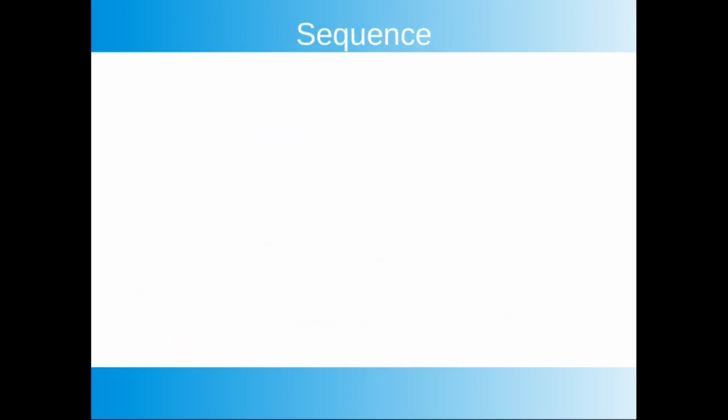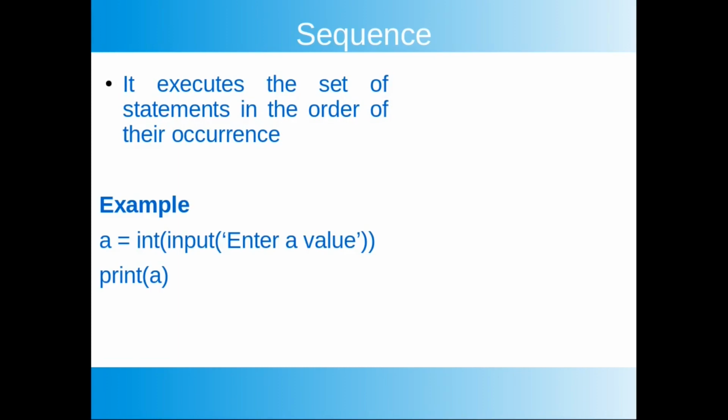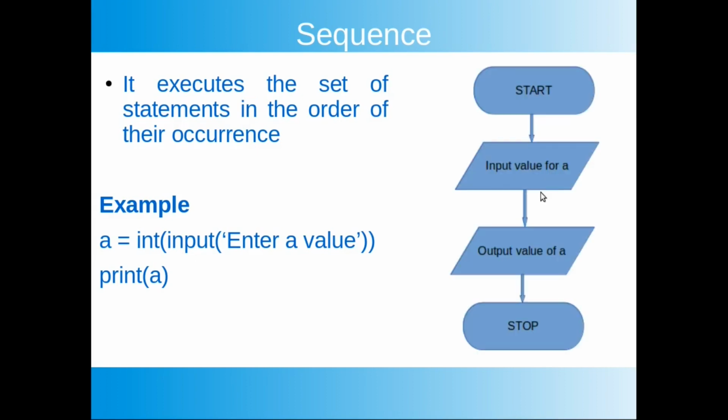The first is sequence. As you all know, in sequence, the set of statements is executed in the order of their occurrence. That is, they will execute as they appear in a program. So let us understand this through an example. Here is an example where we are trying to input a value first and then print it. When this program is executed, it will first go through line number 1, which asks for the input value for A, and then it will go to line number 2, which will print the value, and then the program will stop.